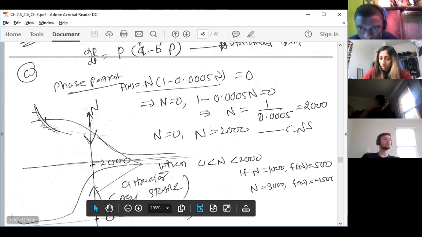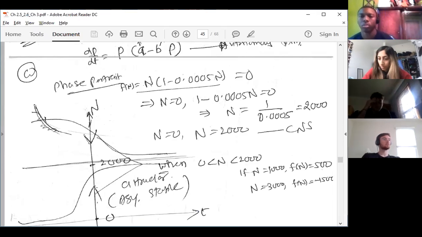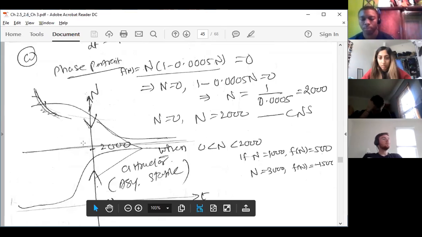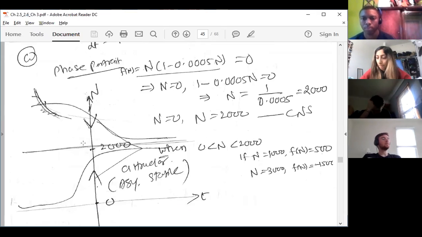Choose one number from the other part. If I take n equal to 1000, your number is positive, which means it is increasing. Increasing looks like this one, decreasing looks like this one. The arrows are approaching each other, and that's why it is asymptotically stable. Just like a revision of your article 2.1. And the first part of your problem is over.